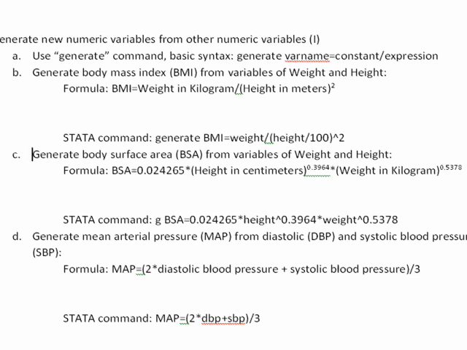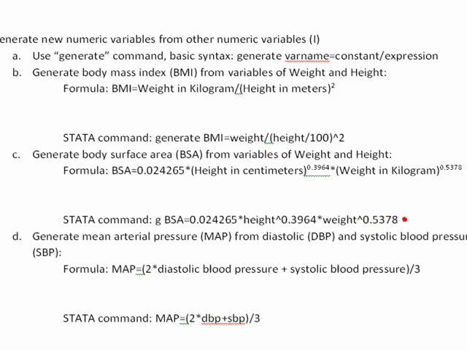Now, however you want to manipulate your data, you just need to specify it as such in the generate command. So what we're going to do is generate this new variable called BSA. And here you don't actually even have to spell out generate. You can just type in G. So generate, create out of thin air, this BSA equals this number times the variable height to the power of 0.3964 times the weight variable to the power of 0.5378. Sounds complicated, but all we're doing is creating a new variable with this function.